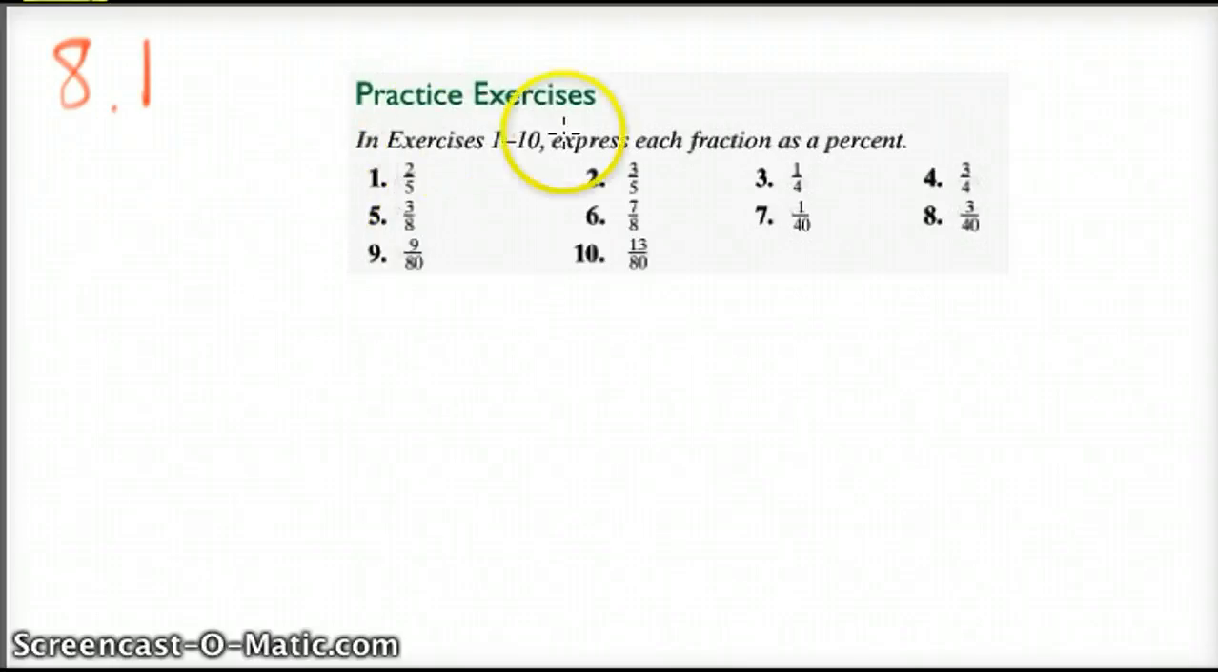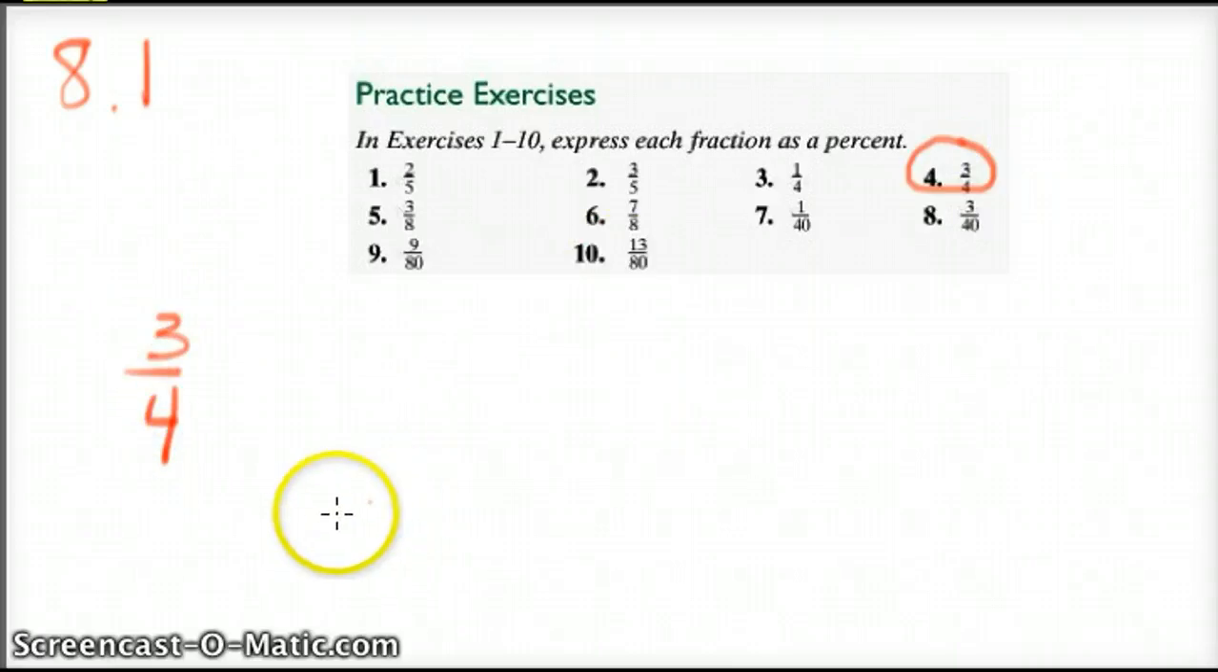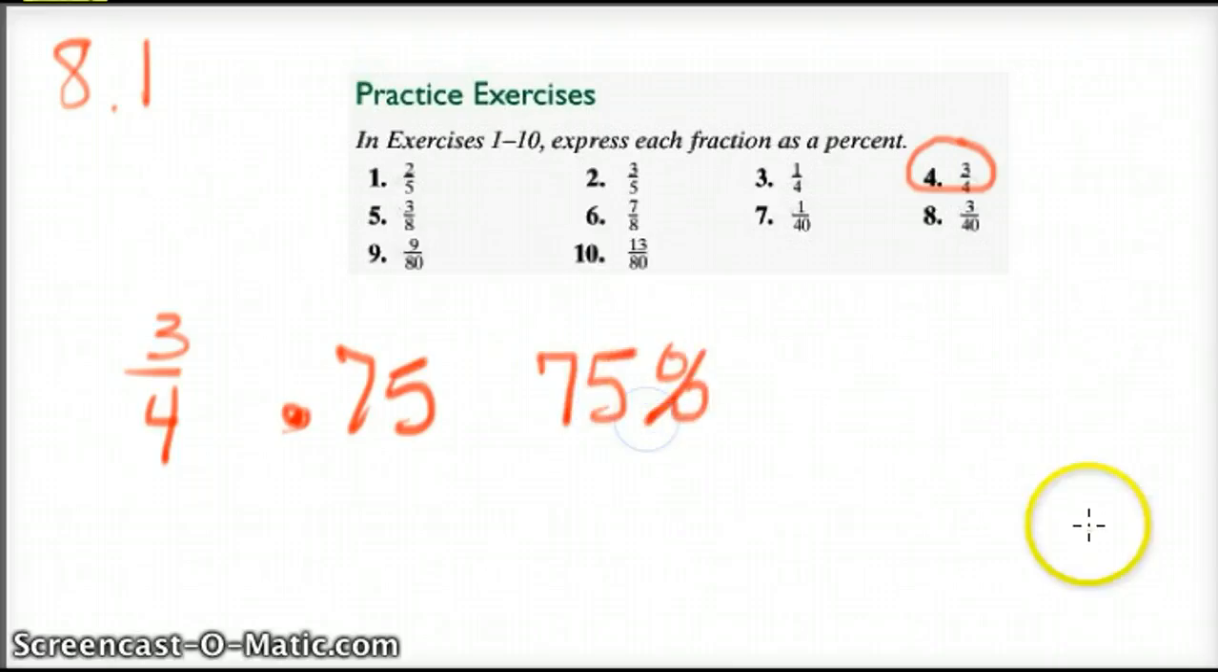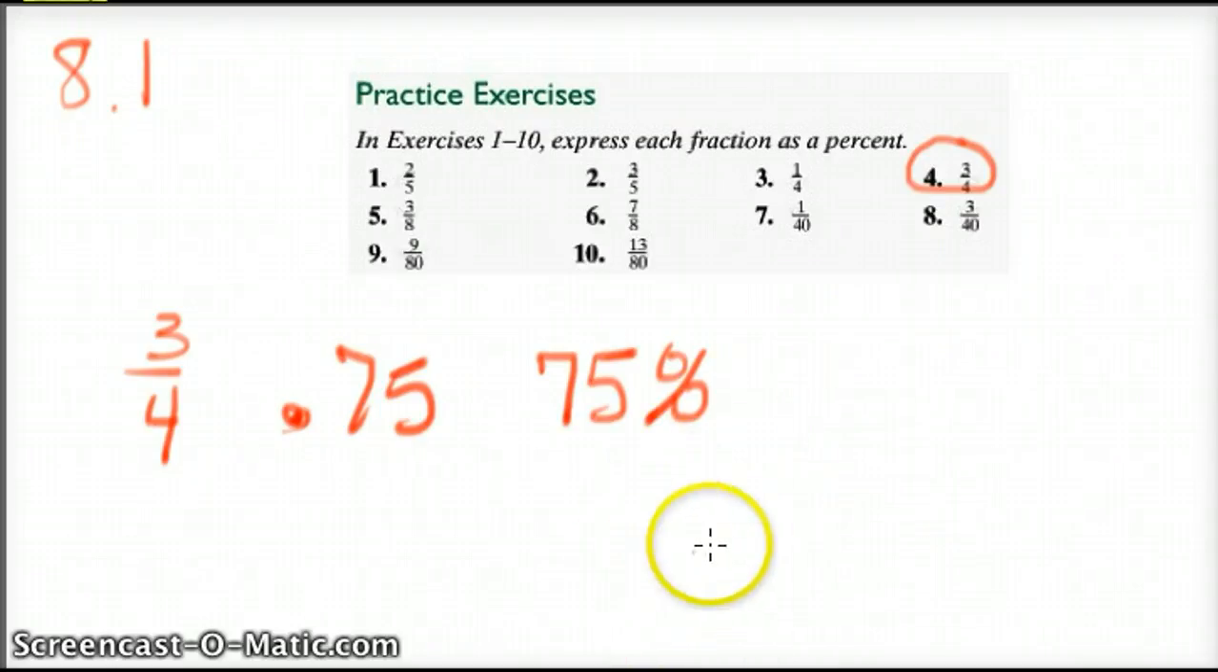Okay, for this section here, express each fraction as a percent. So let's see, here's 4. Express this as a percent. Well, as you know, we could turn that to a decimal and then change that to a percent. Okay, that makes sense. It's 75% or 3/4 of our 100 little pieces. Okay, don't forget to use your calculator.